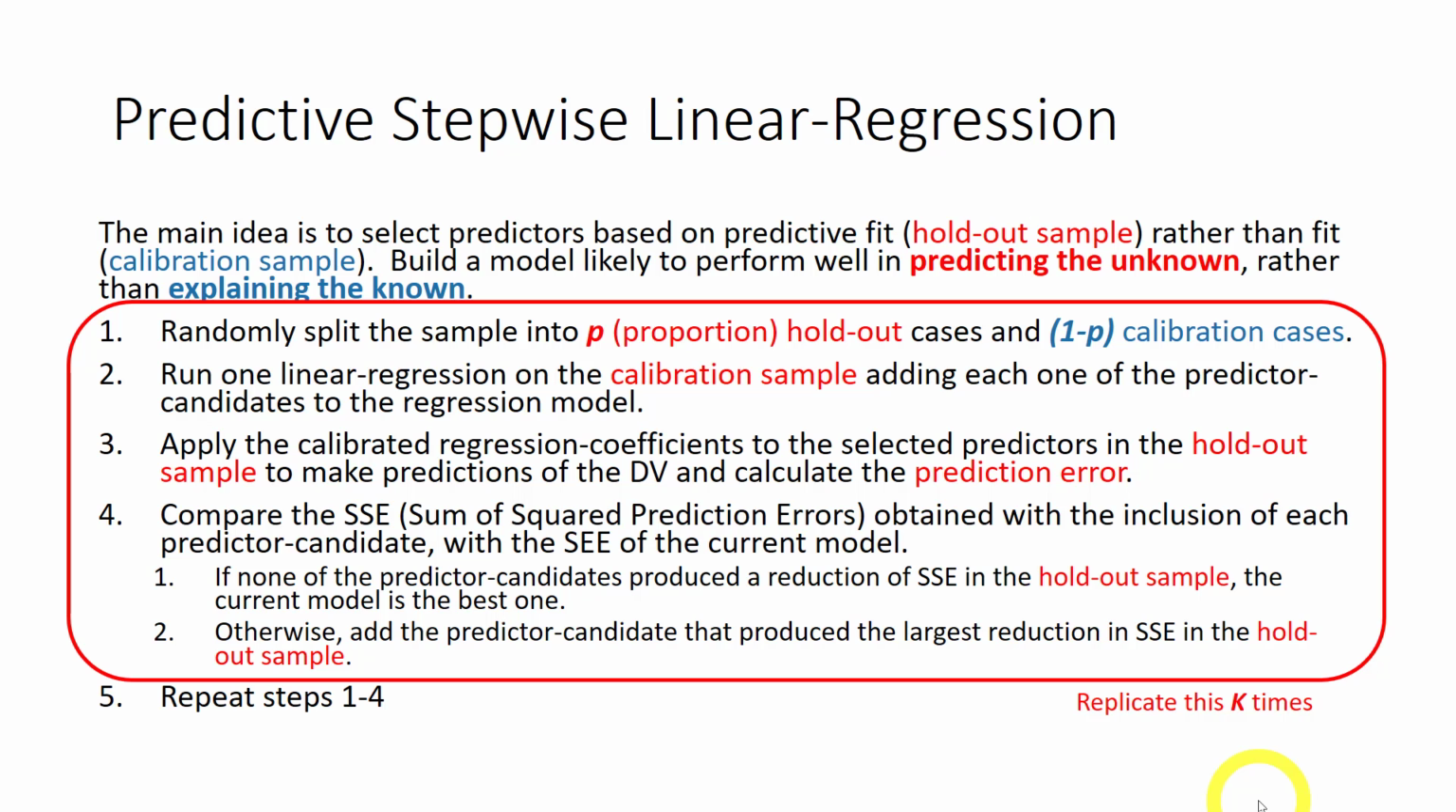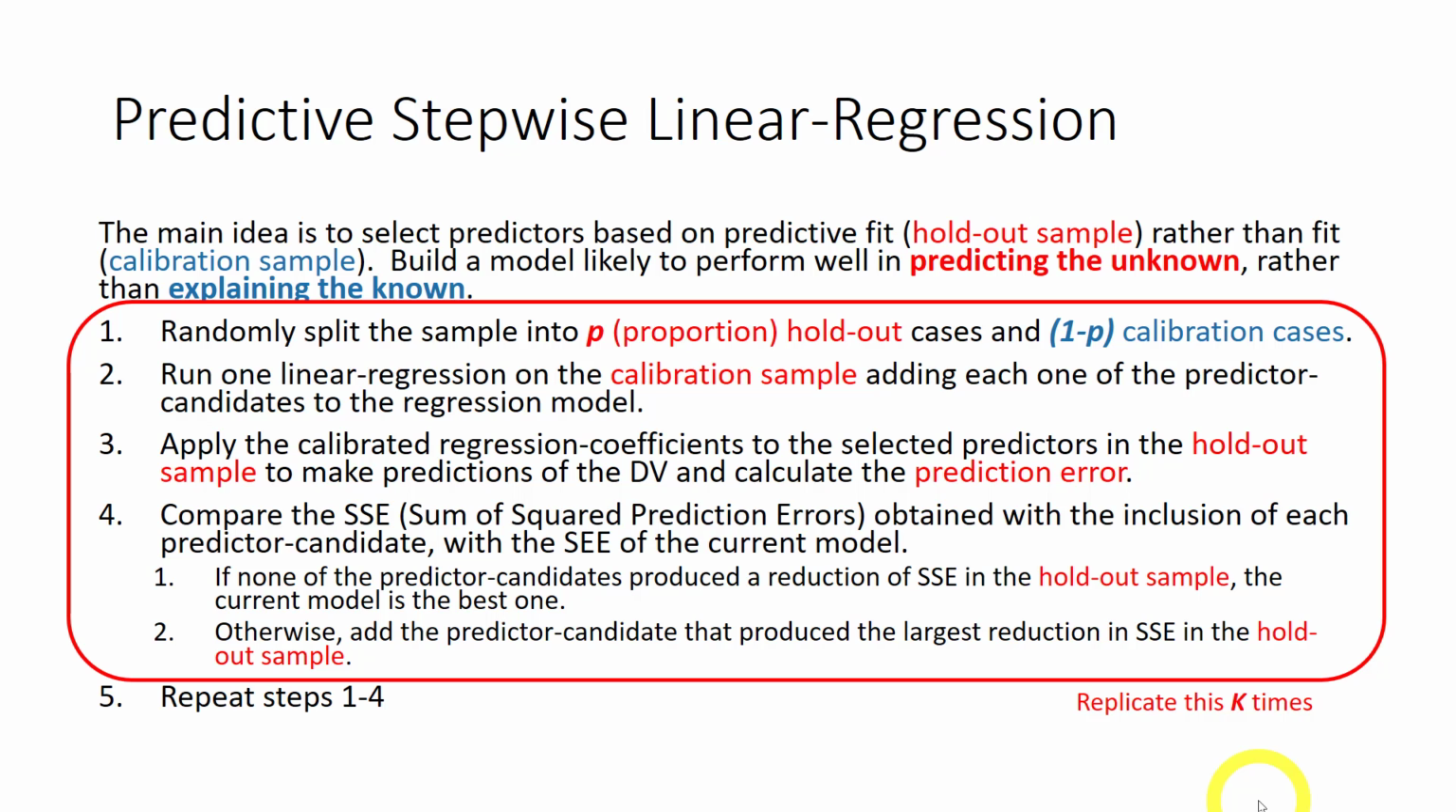on the calibration sample, adding one predictor at a time to the regression model. Apply the calibrated regression coefficients to the selected predictors in the holdout sample and calculate the prediction error. Compare the sum of squared prediction errors of the new model, the current model plus the new predictor candidate, with the current model. If there is no improvement, you cannot produce a reduction in sum of squared errors with any of the candidate predictors. We already got the best possible model.